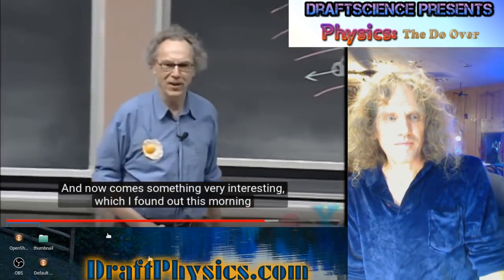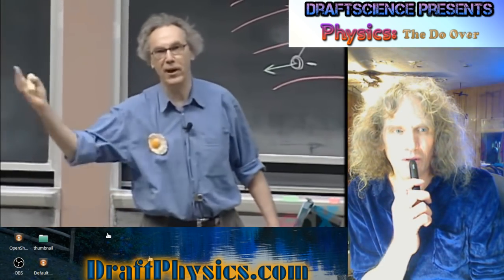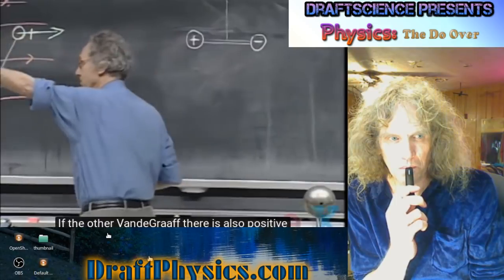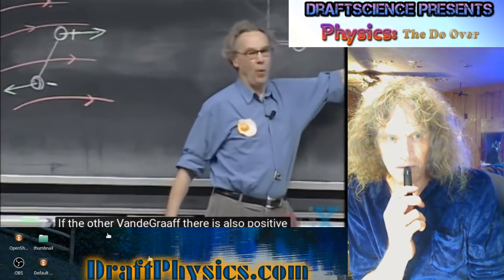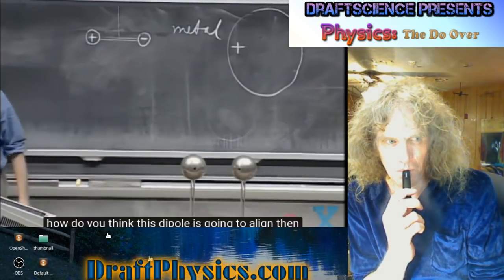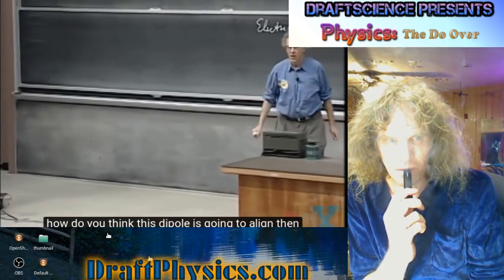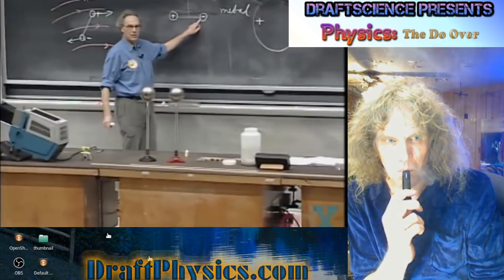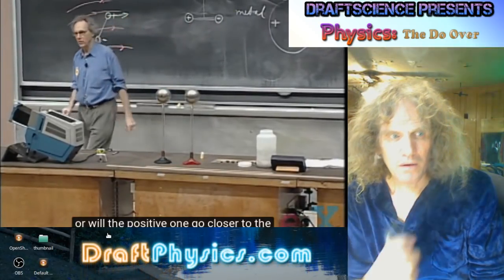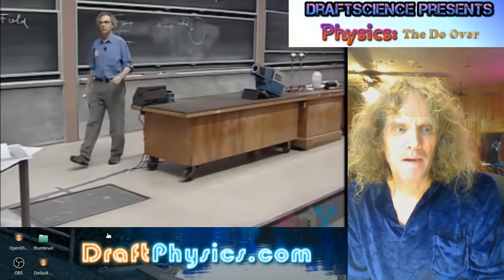And now comes something very interesting, which I found out this morning for the first time when I did this experiment. If the other Van de Graaff there is also positive when I run it, how do you think this dipole is going to align then if I walk into it? Will the negative ball be closer to the Van de Graaff, or will the positive one go closer to the Van de Graaff? So I give you 30 seconds to think about it.